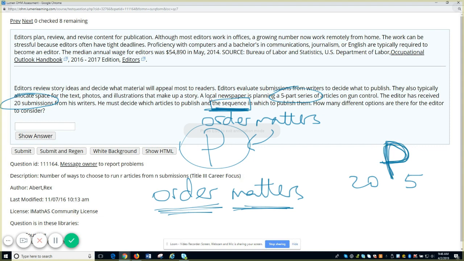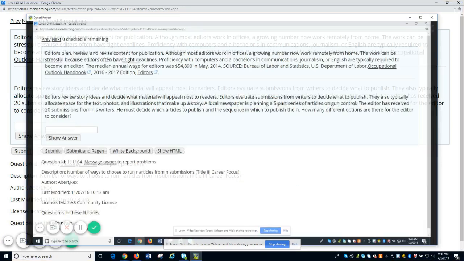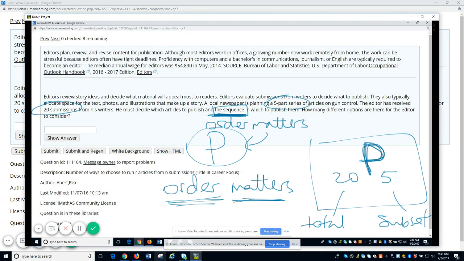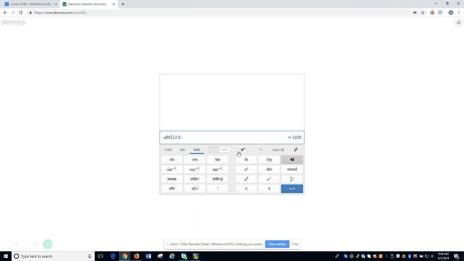Okay, so at this point, you can use your calculator to plug this in. So you've got your total, you've got your subset number, and we can just plug that in. Calculator. So it's a permutation. I've got 20 articles. I'm picking 5. So that's how many options the editor has. Quite a few options.